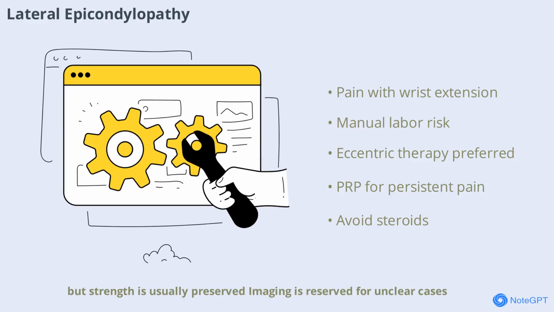Imaging is reserved for unclear cases or those unresponsive to conservative treatment. Management focuses on activity modification, eccentric physical therapy, and counterforce bracing. Steroid injections are discouraged due to poor long-term outcomes and rupture risk. PRP and shockwave therapy may help in persistent cases, while surgery is a last resort.